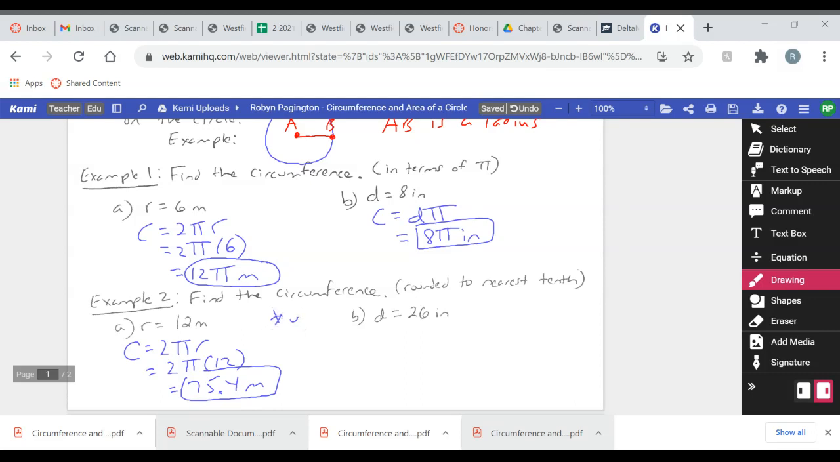Okay, and again, I'm going to put a little note here to use the pi button and not 3.14. So we'll put that as a little reminder. On B, the diameter is 26, and we know circumference is diameter times pi. And so 26 pi is my diameter, but if I went around to the nearest tenth, I would multiply that using the pi button and get 81.7.